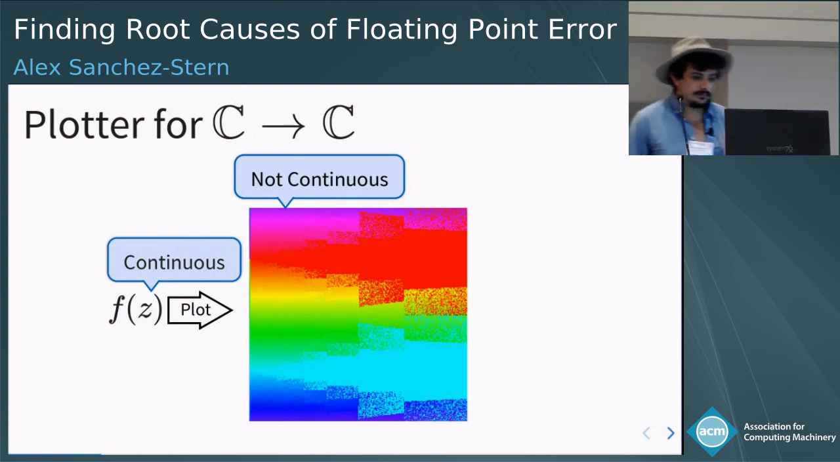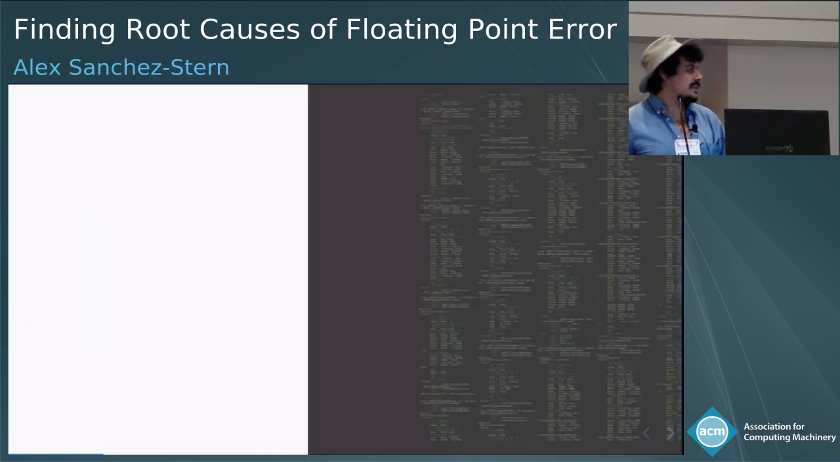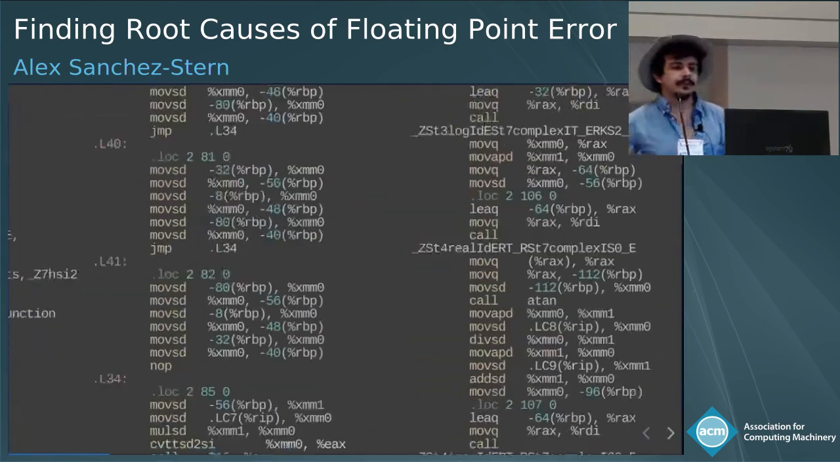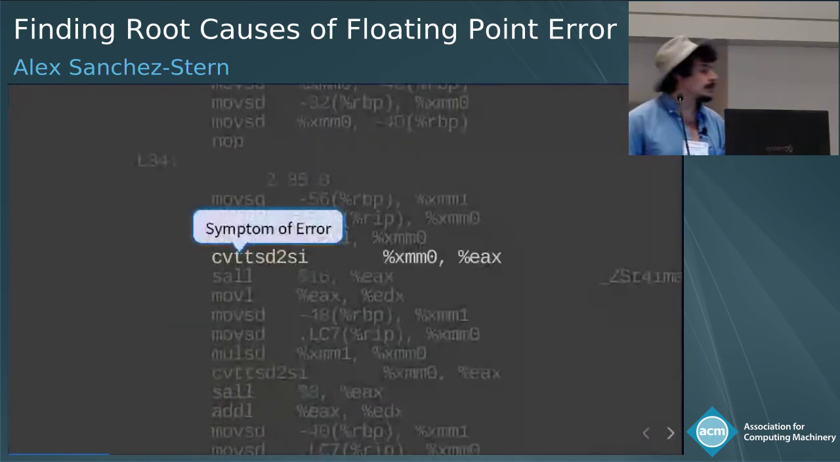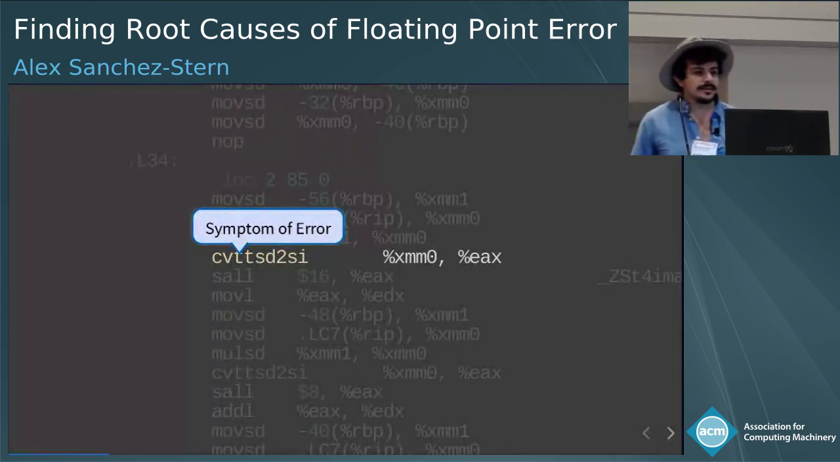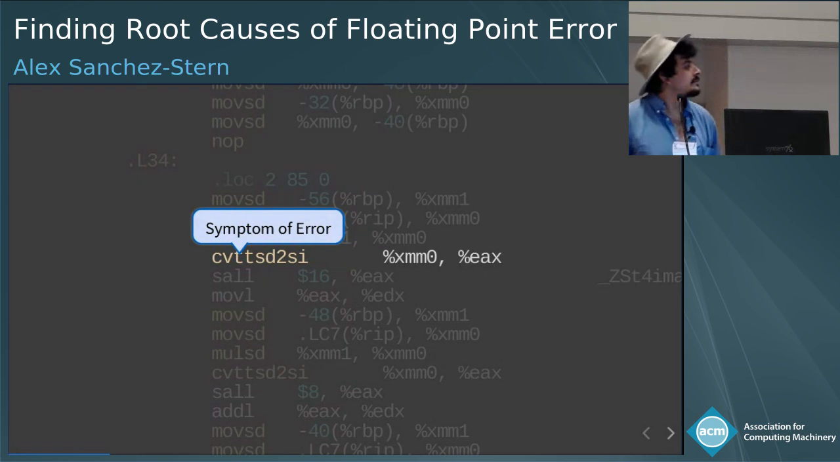Now, a lot of numerical software is really large, written across multiple languages, so it's really hard to track down the cause of such floating point error. We can look at the binary and even go deep down to the instruction that produces the pixel values, that takes a floating point number and produces the color values that we're going to use to display our graph. But that's just a symptom of the error. That's not actually the root cause, and there's nothing we can do to this instruction, or even the instructions right around it, that will help us create a less error-prone program.